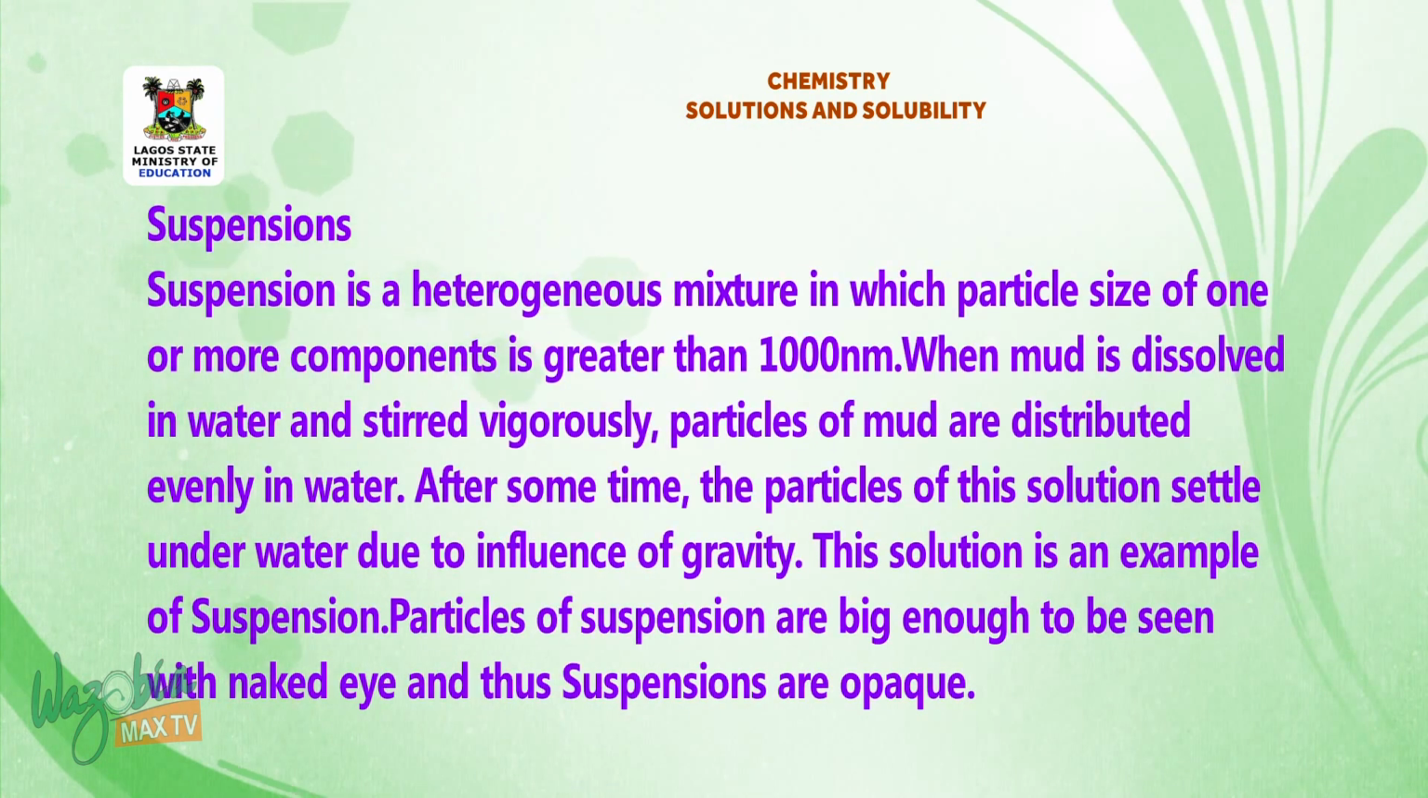Suspensions. Suspension is a heterogeneous mixture in which particle size of one or more components is greater than 1000 nanometer. When mud is dissolved in water and stirred vigorously, particles of mud are distributed evenly in water. After some time, the particles of this solution settle under water due to influence of gravity. This solution is an example of suspension. Particles of suspension are big enough to be seen with the naked eye, and thus suspensions are opaque.